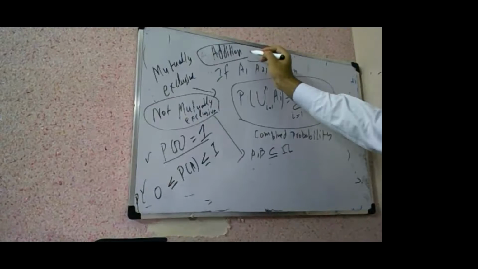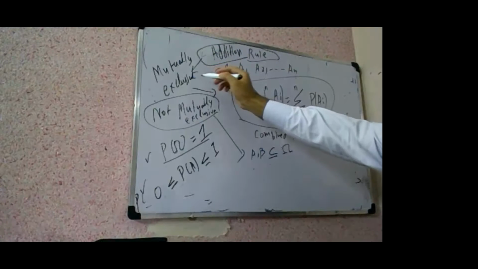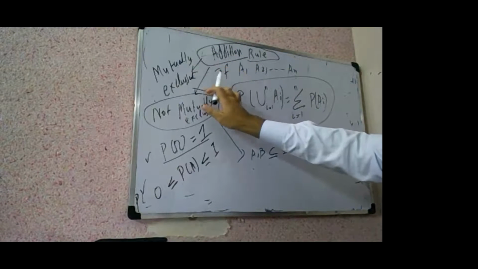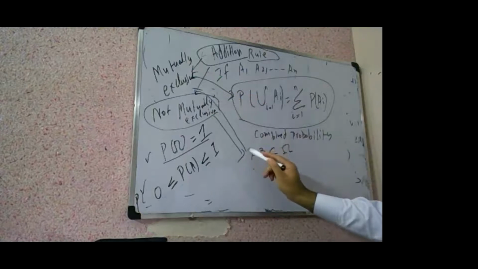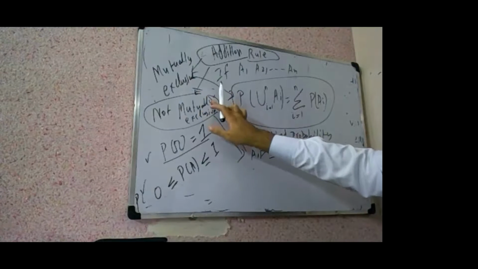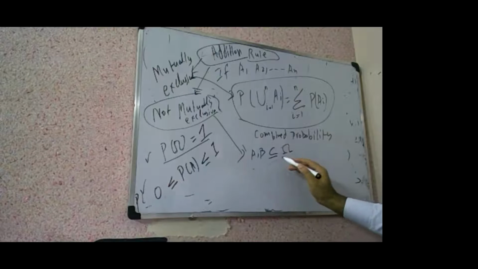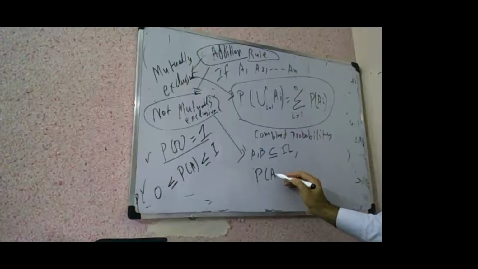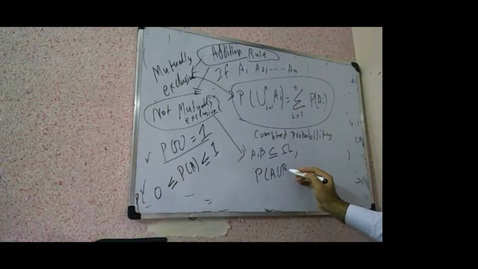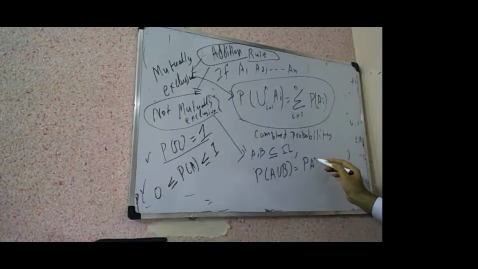In the addition rule, we have two cases: mutually exclusive and not mutually exclusive. For mutually exclusive, we have this one, and for not mutually exclusive, we have this one. In not mutually exclusive, there is something common. So we can say A and B are subsets of a sample space where probability of A or B, A union B, equals probability of A plus probability of B minus probability of A intersection B.